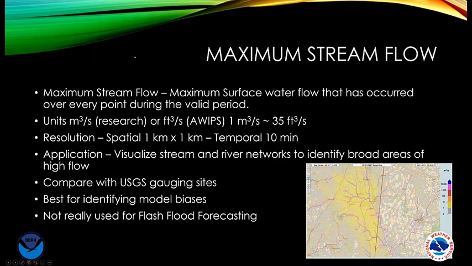What is maximum stream flow? Here's an image to the right. It is the maximum surface water flow that has occurred over every point during a valid period. Its units in AWIPS are cubic feet per second, and in research, it's 1 meter cubed per second, which is approximately 35 cubic feet per second. The resolution on all these products is 1 by 1 kilometer, and the temporal resolution is 10 minutes. The purpose of the stream flow is to visualize the stream and river networks to identify broad areas of high flow.